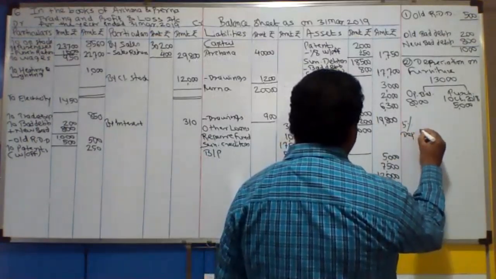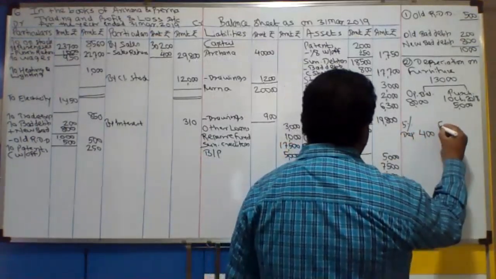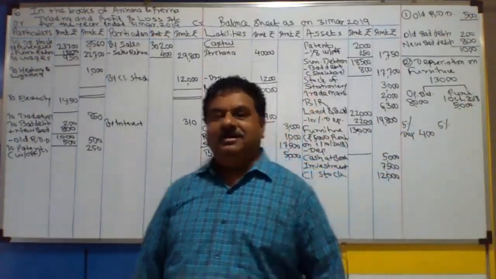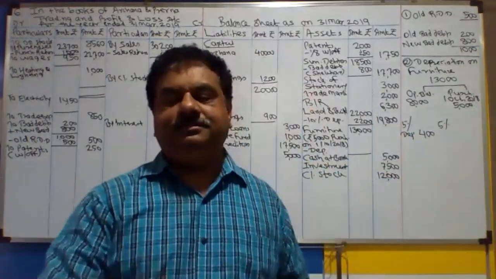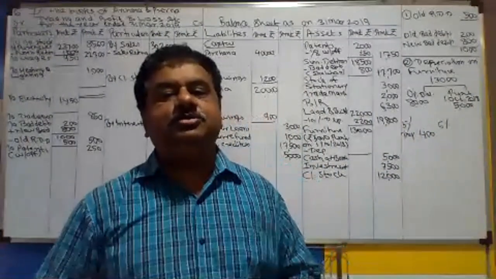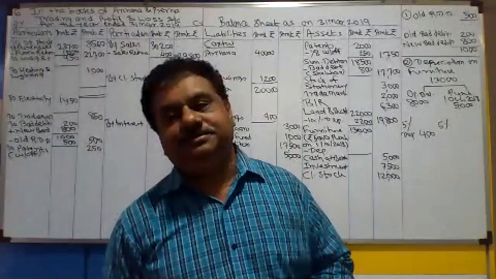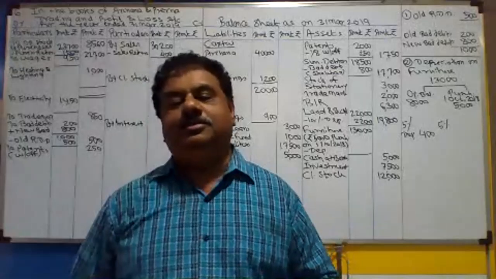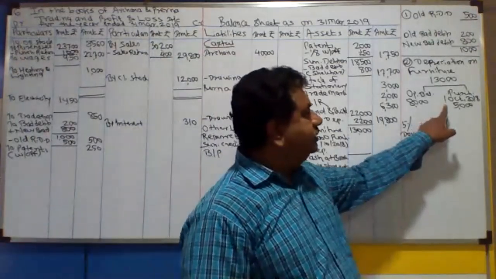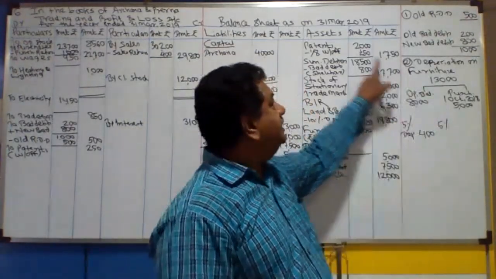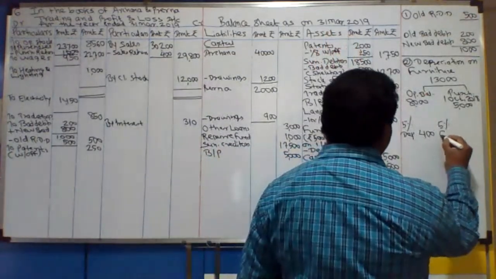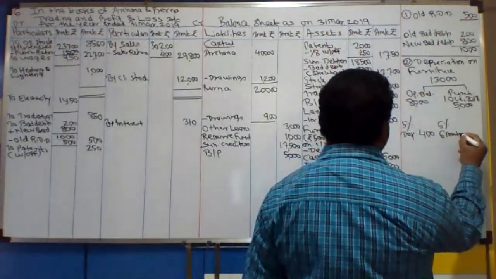On 8,000 for full year 400 and 5% on 5,000. For how many months should we calculate? Please tell me. How many months depreciation is to be charged for 5,000? 6 months. Why 6 months? From 1st October 2018, date of purchase, till the year end, 31st March. So we should calculate 5% depreciation for 6 months.